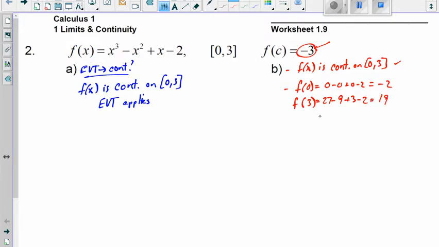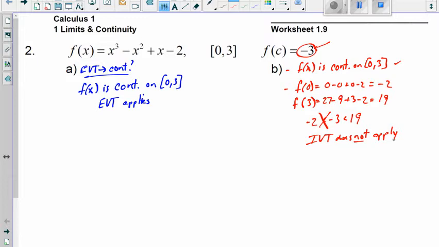So we want to get a negative 3. We are checking: is negative 2 less than negative 3 less than 19? Is negative 3 between those? And it doesn't look like it. That is not the case. Because of this, we have shown that it is not between there, so the IVT does not apply. If it doesn't apply, we are not going to waste our time going through a solution trying to find where this equals negative 3.